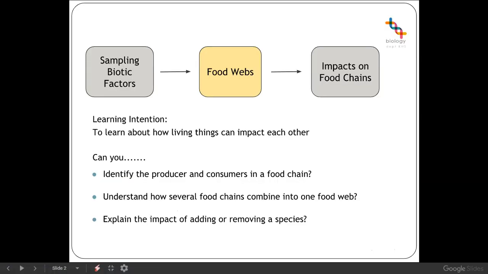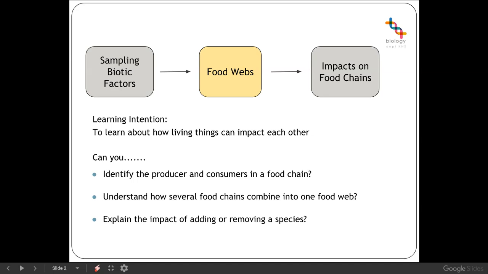So what are we focusing on just now? We are looking at how living things can impact each other. And last week we had a quick look at how we could sample biotic factors. So biotic factors, remember, are living factors which can affect the environment. And we had a little look at how we could go about sampling the number of organisms in a particular environment, whether that be by using a quadrat or by using a pitfall trap.